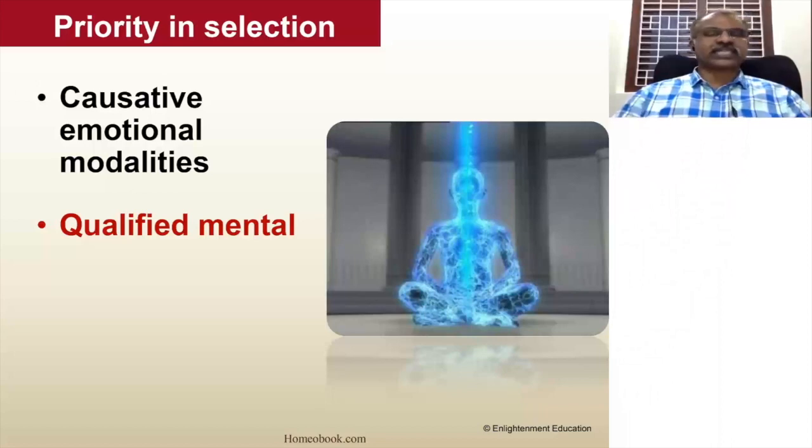So this is a basic criteria. First, give priority to the causative emotional modalities, and second, give importance to the qualified mentals. Then only the rubrics like the consolation, aggravation, anger, easily, etc. Company desire for, that is not a good rubric. That's a common habit. But if the patient is saying that I have aversion to company, then that's something important. So this is a priority in the selection of the rubric.